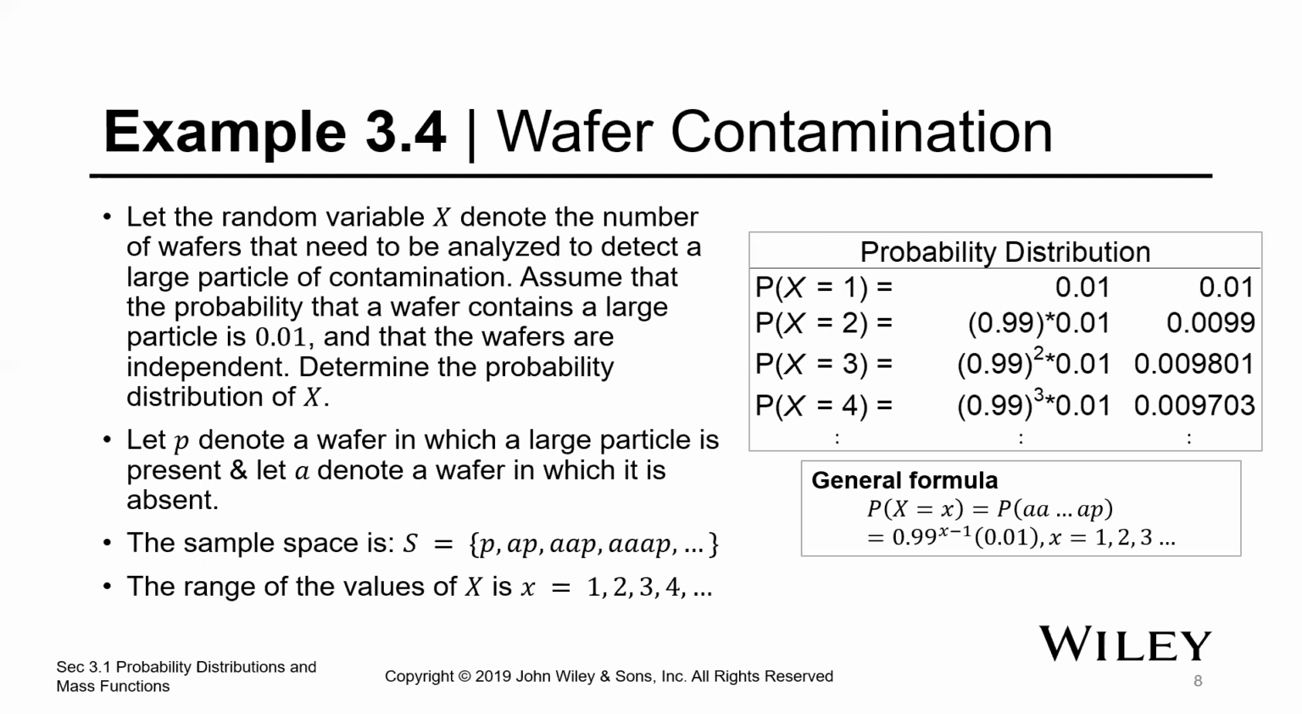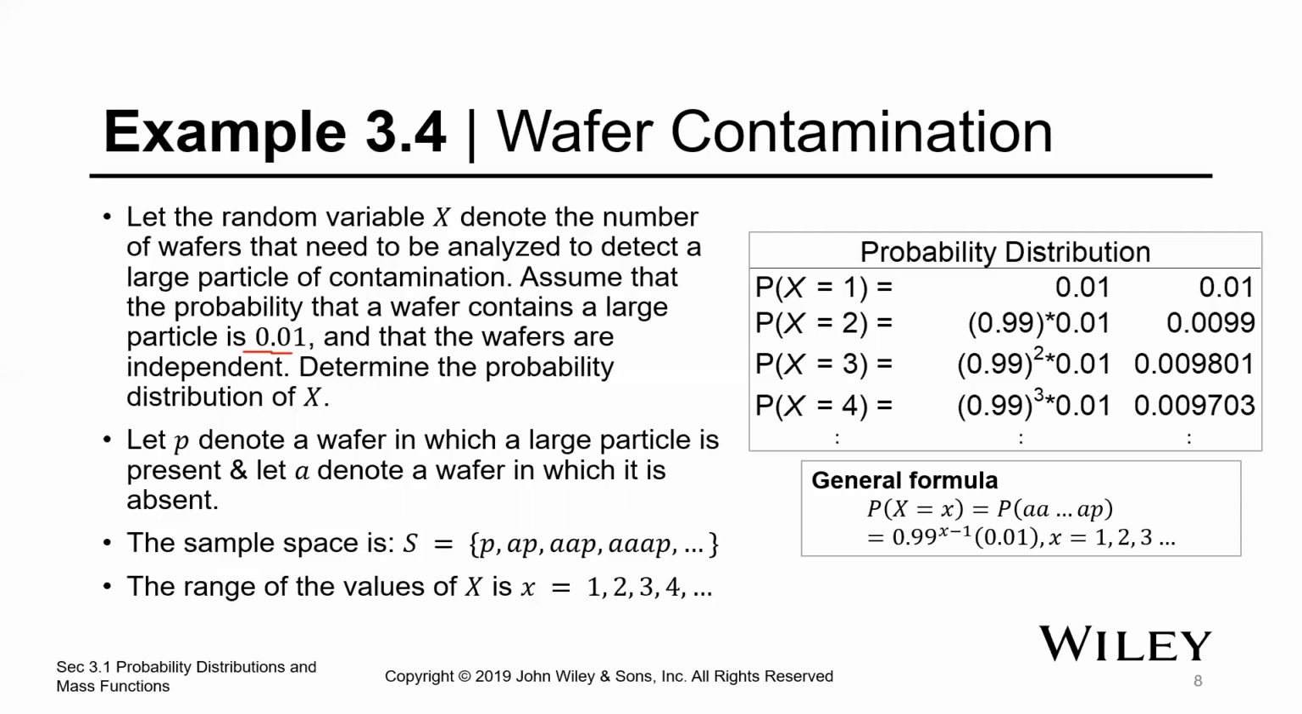So if you have a variable x, there's a number of wafers that you analyze for large particles. Assuming the probability that a wafer contains a large particle is 0.01, right here, and that the wafers are independent, which is important, it's assumed that one wafer is not going to contaminate the other. What is the probability distribution of x?